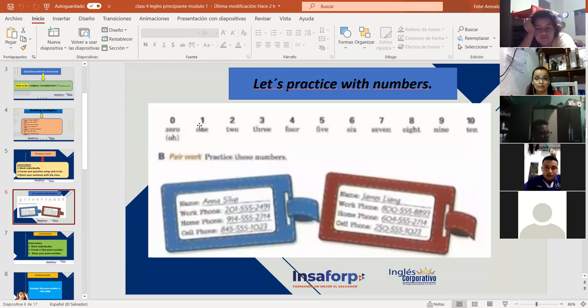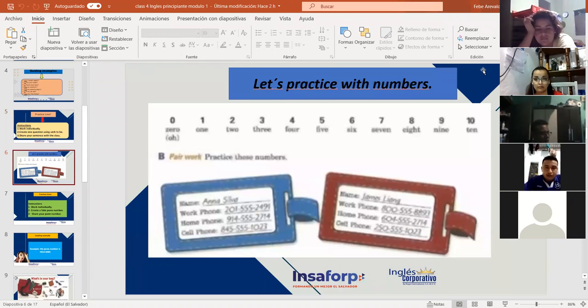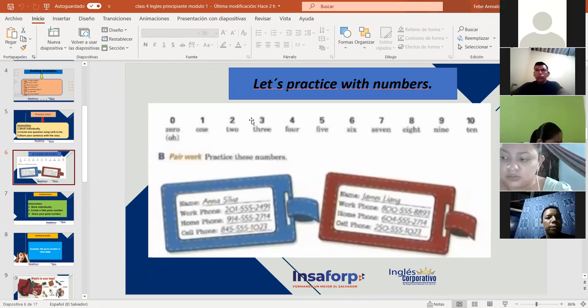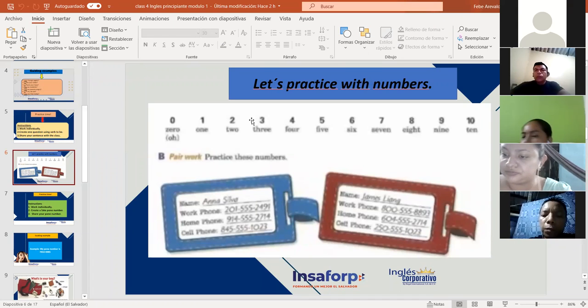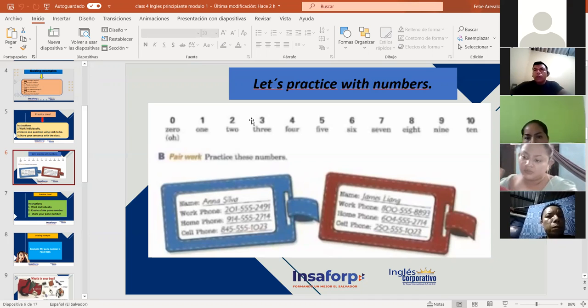We have this part, which is pretty interesting because of the activities that we're going to have, right? It says, let's practice with numbers. Now, these are like the first 10 numbers that we have. We have zero. Also, you can say O. Then we go with 1, 2, 3, 4, 5, 6, 7, 8, 9, 10.